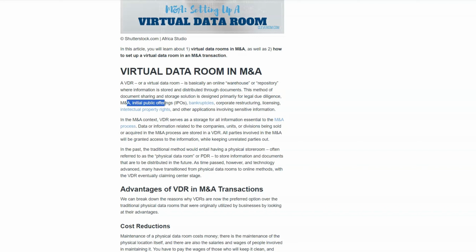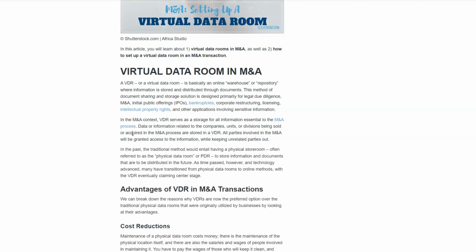In the M&A context, a VDR serves as the store of all information essential to the M&A process. Data or information related to the company's units or divisions being sold or acquired in the M&A process are stored in a VDR. All parties involved in the M&A will be granted access to the information, while keeping unrelated parties out.